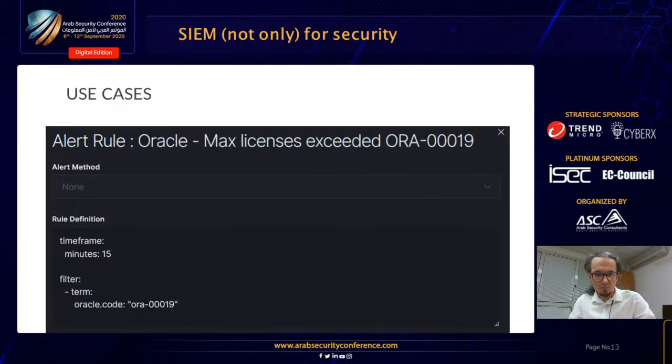This is the use case here for Oracle, where max licenses are exceeded. Same thing like the previous one, where we look at the Oracle code in the time frame of 15 minutes. If those conditions are met, then we can trigger the alert and send the notification. Mind that in the screenshots I've taken, there is an alert method of none, and don't worry about it, it's just not selected, but you can change it and choose the desired alerting method, notification method.